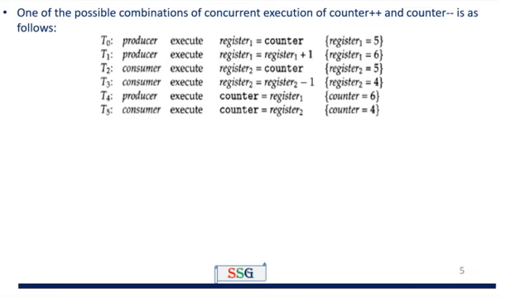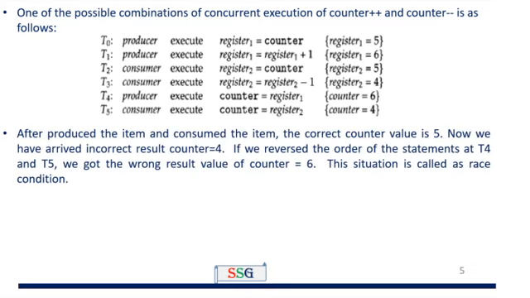That means the counter value equal to 5, and you are producing one item, so 5 plus 1 is 6. After consuming, 6 minus 1 is 5. So after one item is produced and one consumed, the correct counter value is 5. Now we have arrived at the incorrect result of counter equal to 4. If we reverse the order of the statements at T4 and T5, so that T5 is executed first and T4 next, we get the wrong result of counter value equal to 6.